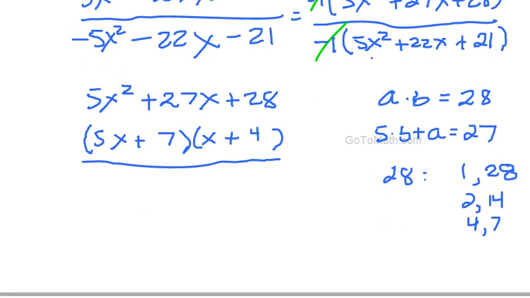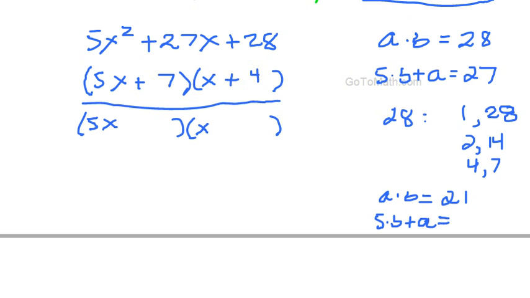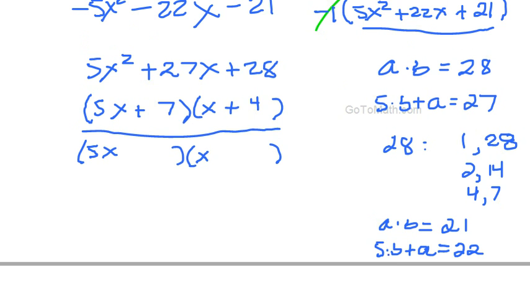Now let's take a look at this guy right here. We'll do our side work over here. So remember, we're looking for two numbers that multiply together to give us 21. And then, of course, we're going to do the same thing here. We got 5x. So we're going to have 5 times b plus a is equal to 22 here. Okay, so what number are we working with? Remember, 21 is going to be that key number. So we got 1 and 21. We put a 1 here, and then 21 here.